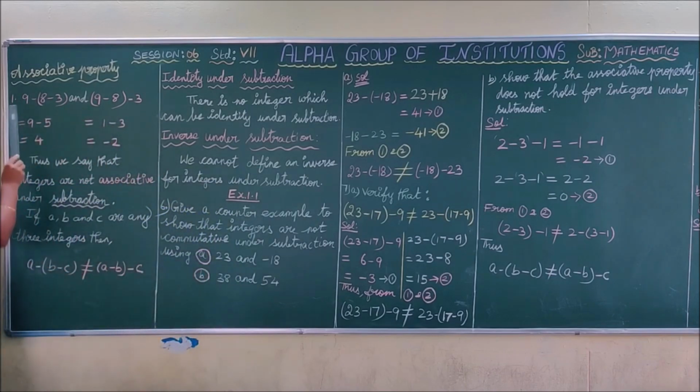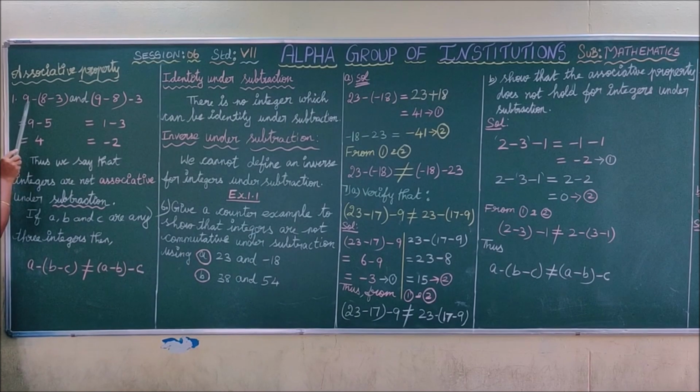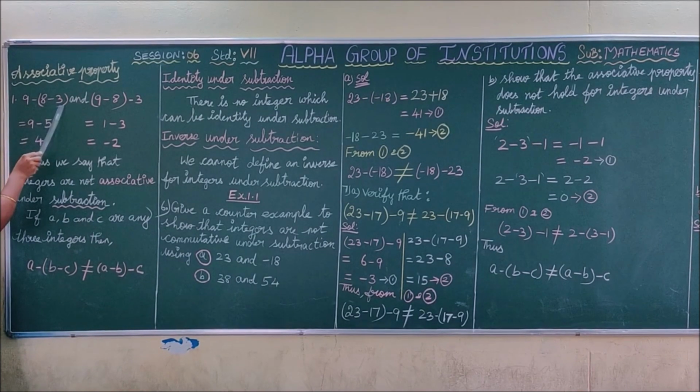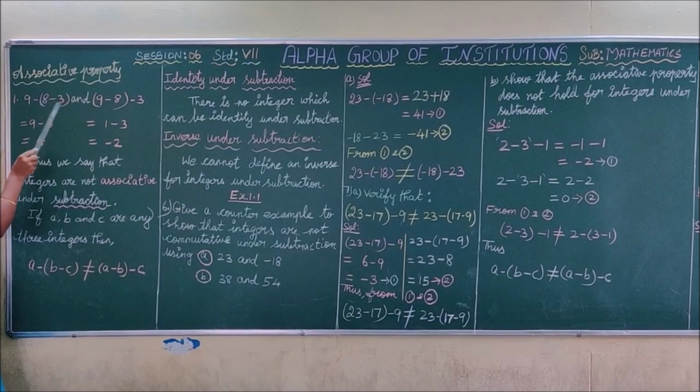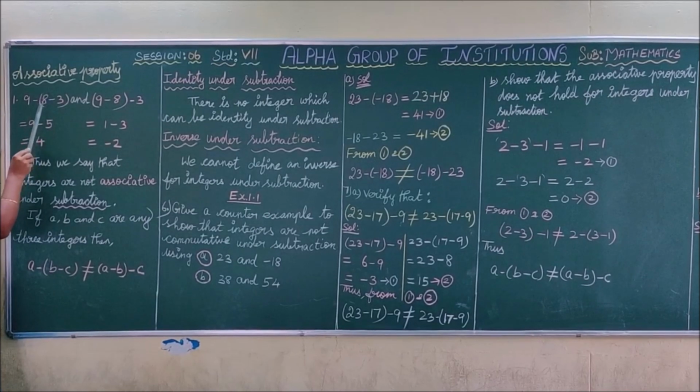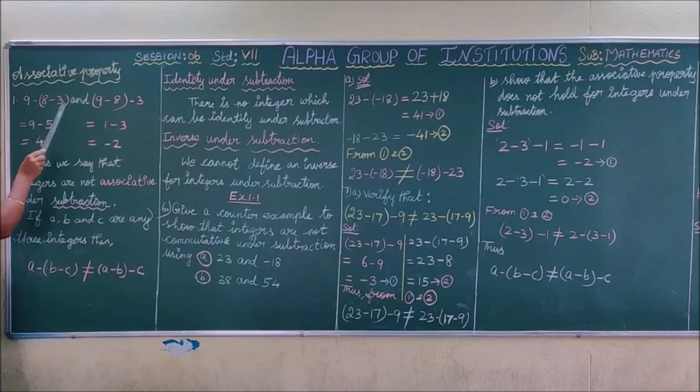See the board. We are considering the example here. Taking three integers 9, 8, 3. First, we are subtracting the second and third first. So you have to put the bracket here, children. 8 minus 3. What is that, sir? 5. Next, we have to subtract the 5 from the first integer. You get the answer 4.